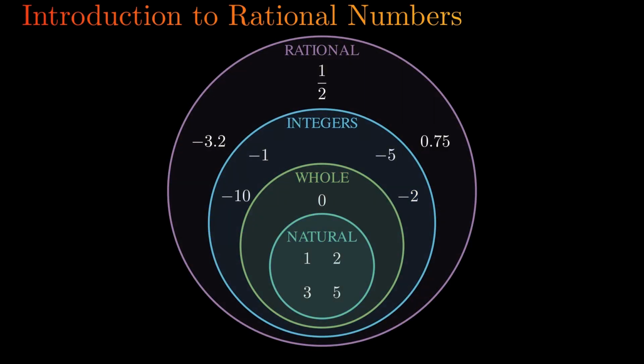Basically, if you can write it as a clean fraction, it lives in the rational neighborhood. If it's a messy, non-repeating decimal that goes on forever, like pi, it lives totally outside these boxes.